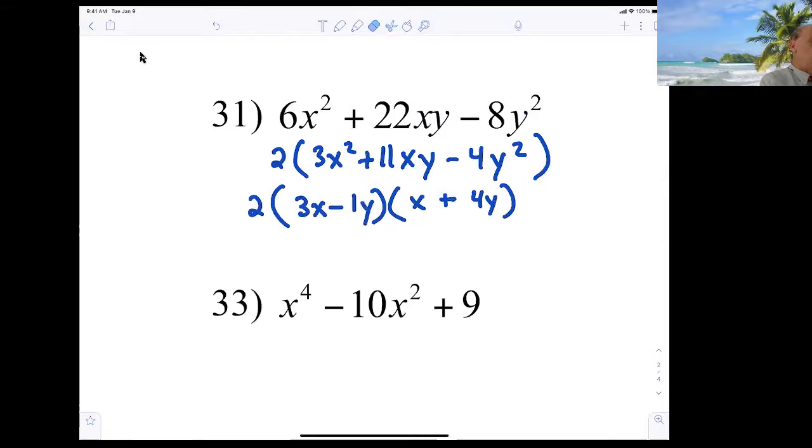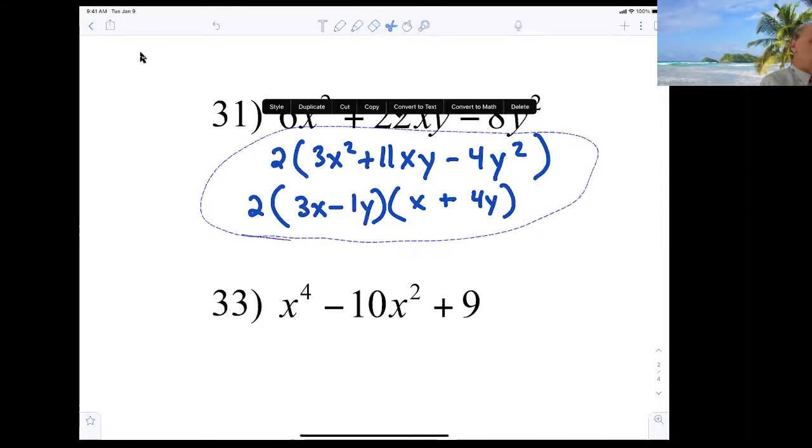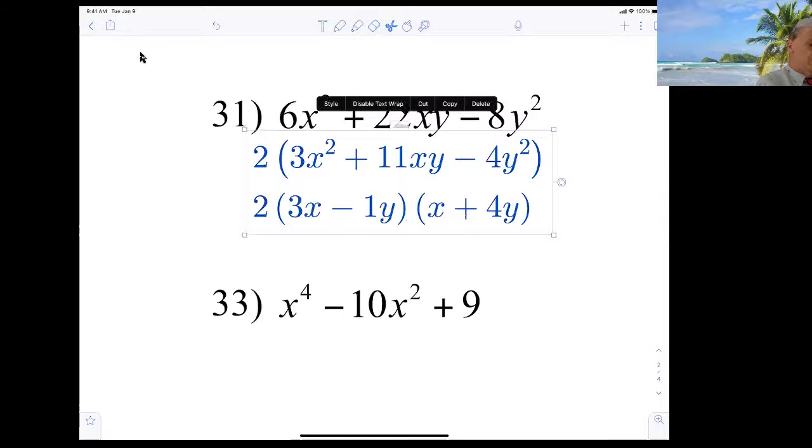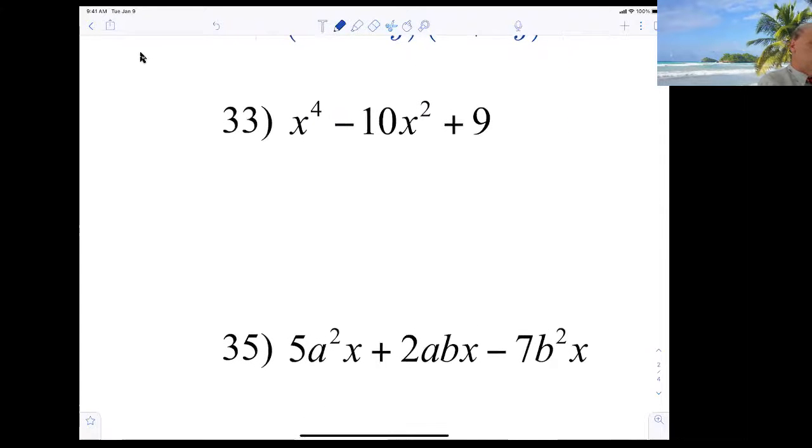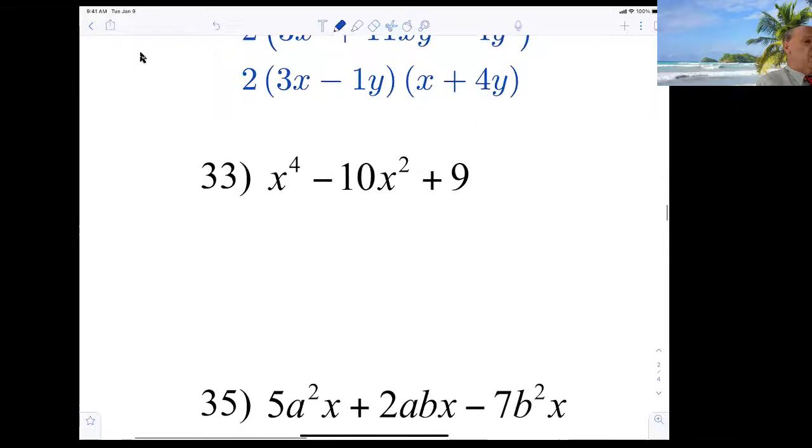Now again, I would like everyone to highlight 33 because that's a fun problem. When's our test? Friday.